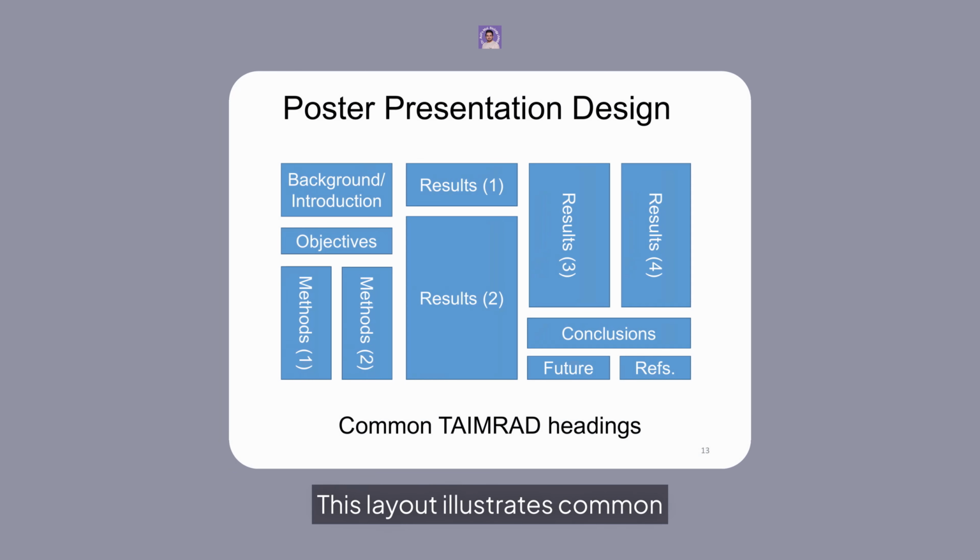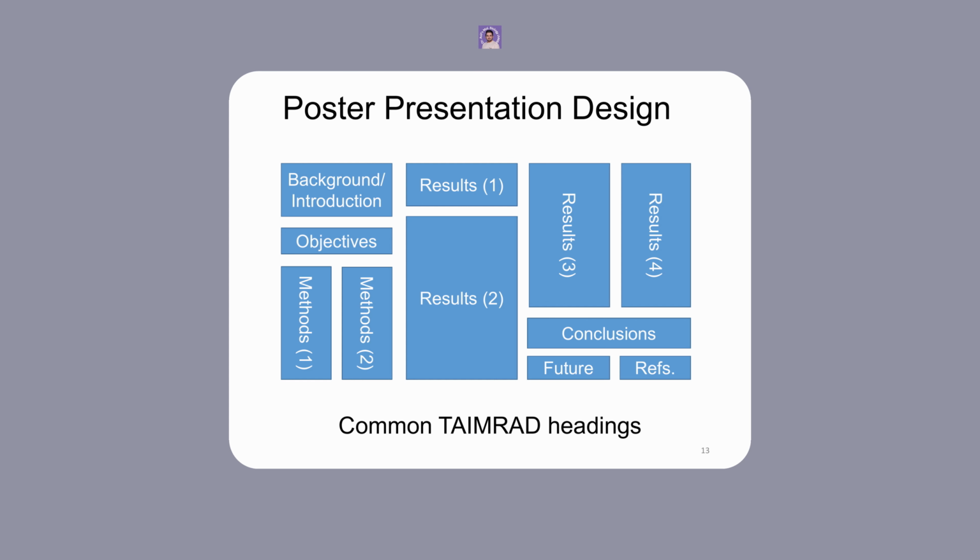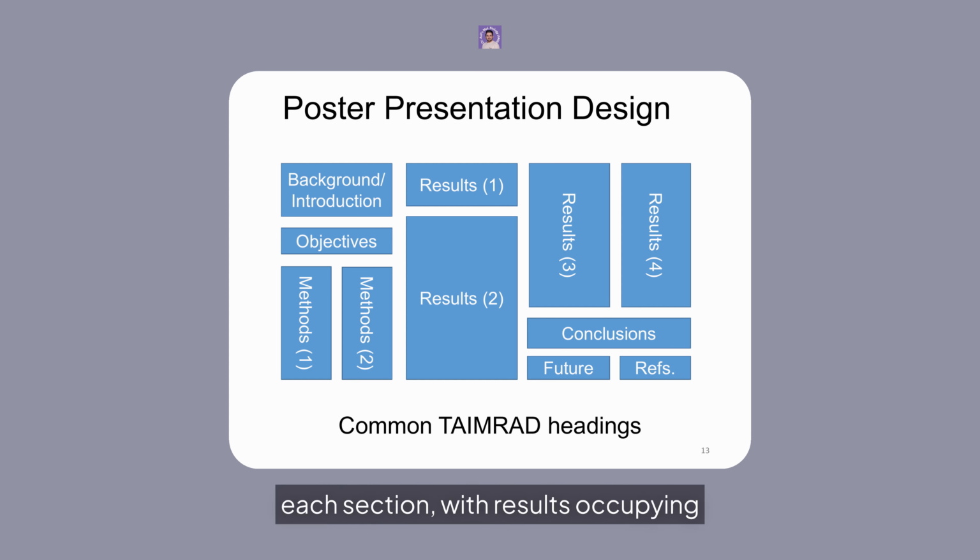This layout illustrates common research headings: background, objectives, methods, several results panels, conclusions, future work, and references. Varying box sizes reflect the relative importance of each section, with results occupying the most visual real estate.